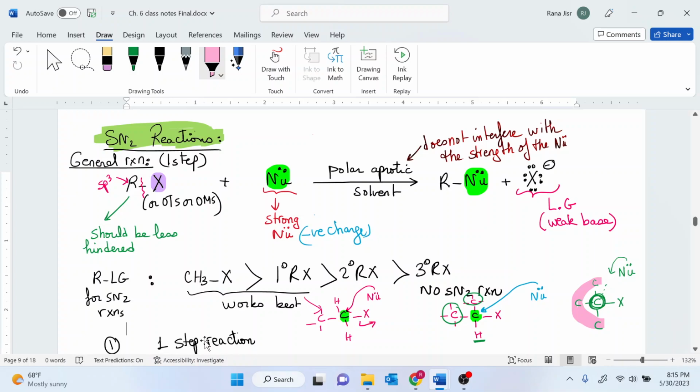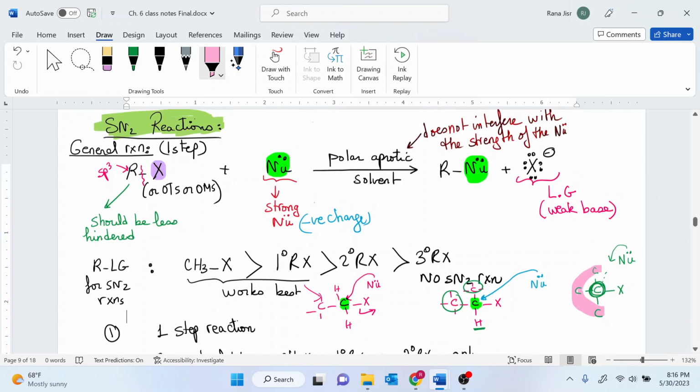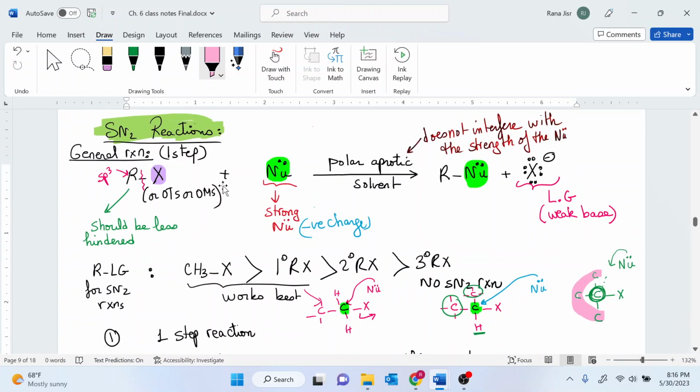SN2 reaction is a one-step reaction. Nucleophiles are extremely strong. So the nucleophile will attack the carbon and the halogen is going to leave at the same time to create the products. Because it's a one-step reaction, we can use that one step to determine the rate of the reaction. So the rate of the reaction always depends on the slowest step. But for the SN2, there is no slowest step in here. It's just one step. So the rate of the reaction depends on the reactants of the only step, which is the alkyl halide and the nucleophile.